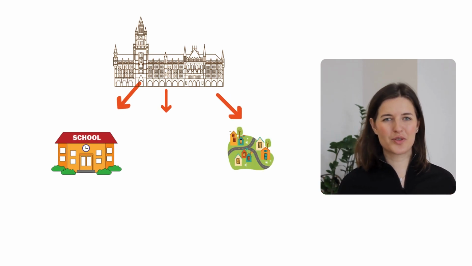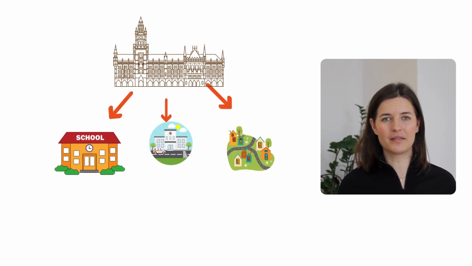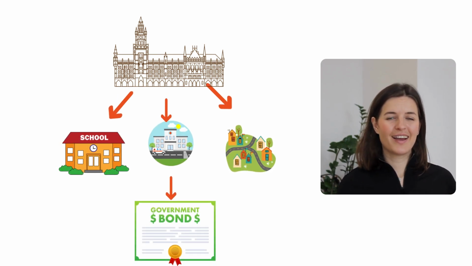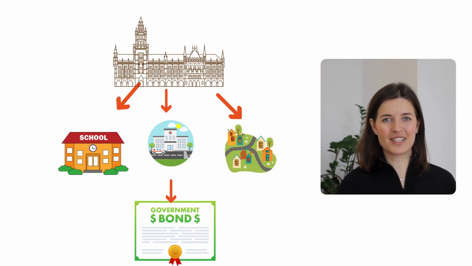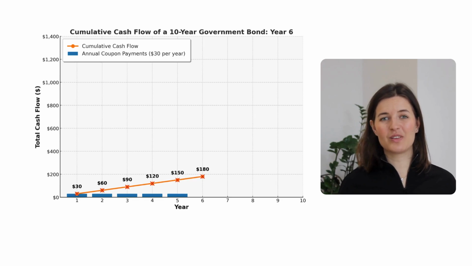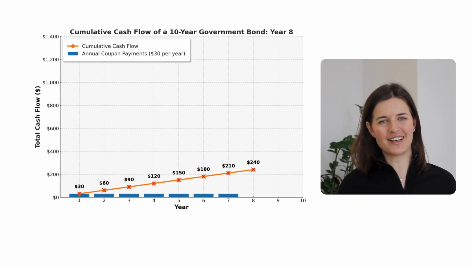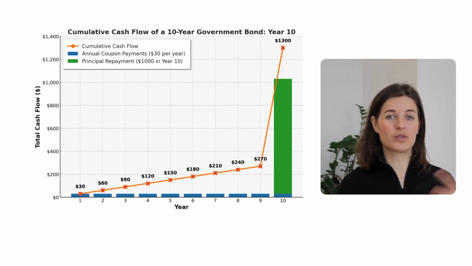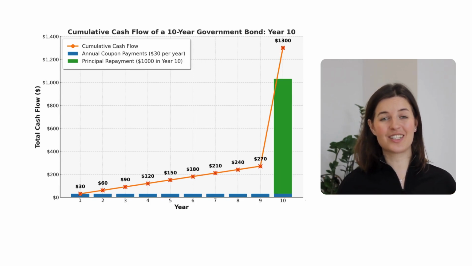Let's say the government wants to build a new school, new roads, and a new hospital, but it doesn't have enough money. So here is where they can issue bonds. And you can buy 10-year government bonds with 3% interest paid. If you invest $1,000, then you will receive $30 each year over the next 10 years. And at the end of the 10 years, the government will also give you the $1,000 which you initially invested.